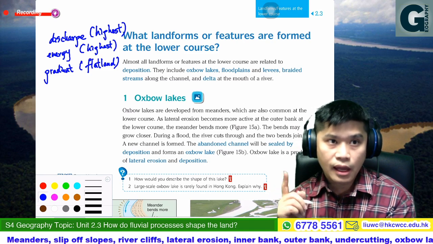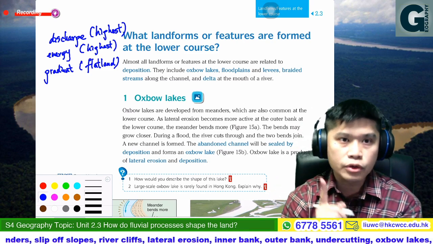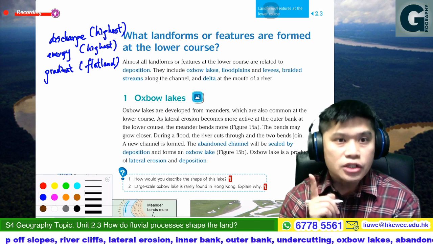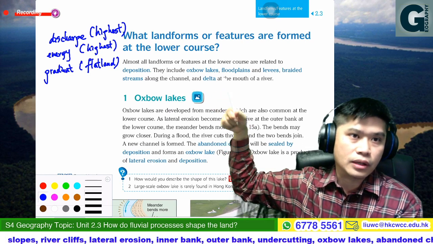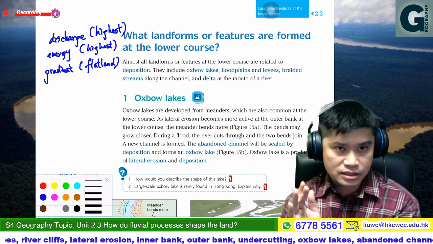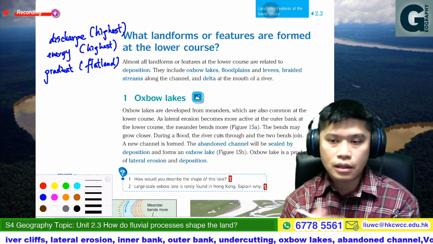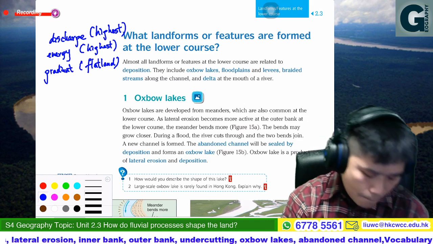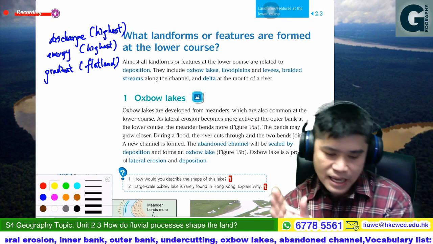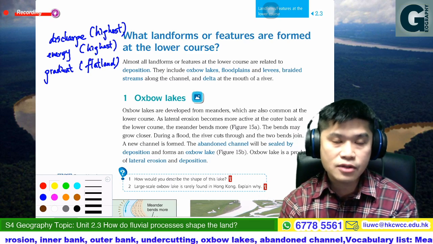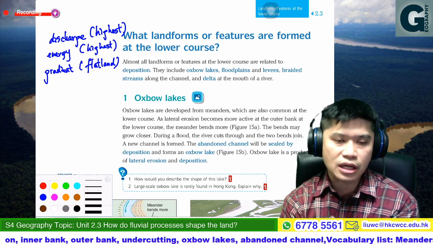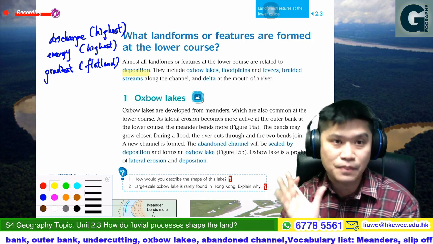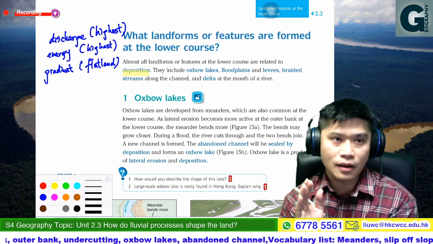And what would be the fluvial process that may be carried out in the lower course? Just now we mentioned that the discharge and the energy will be the highest. Does it mean that erosion will be taking place mainly? Remember, no. Please highlight this: for the major fluvial process in the lower course, it must be deposition.